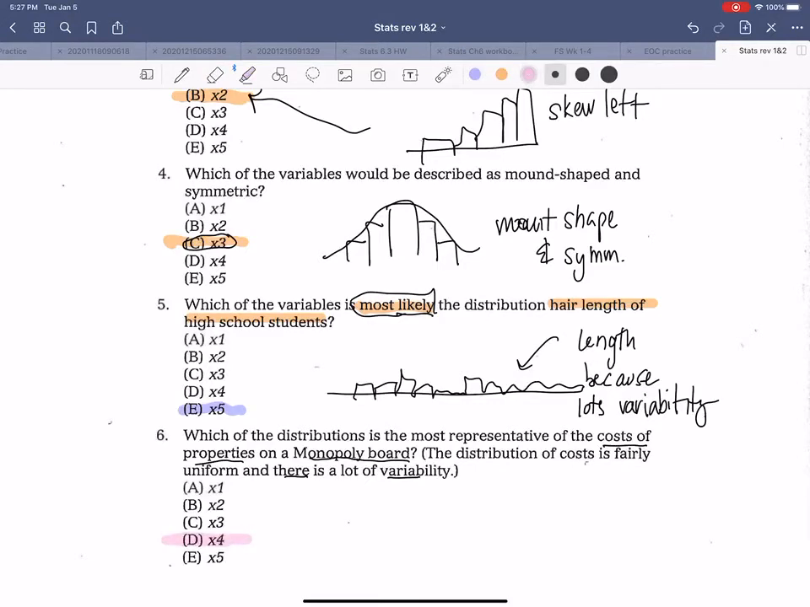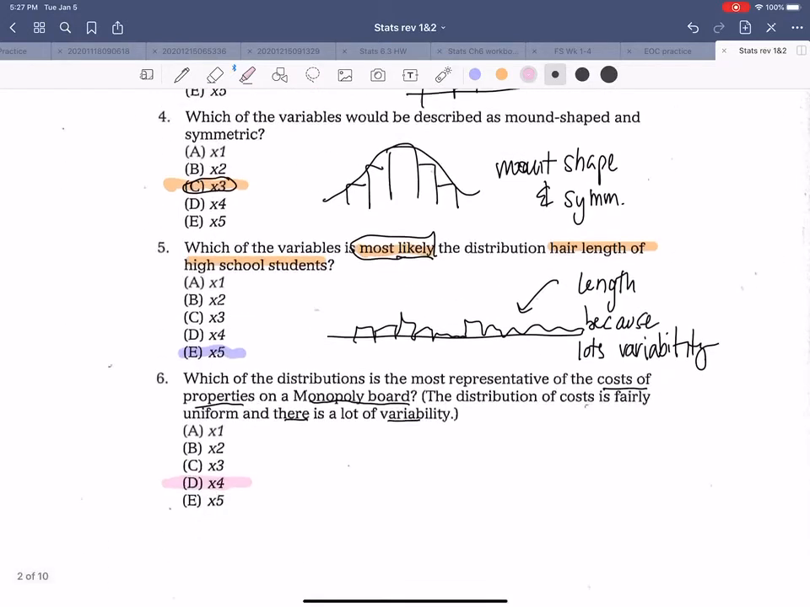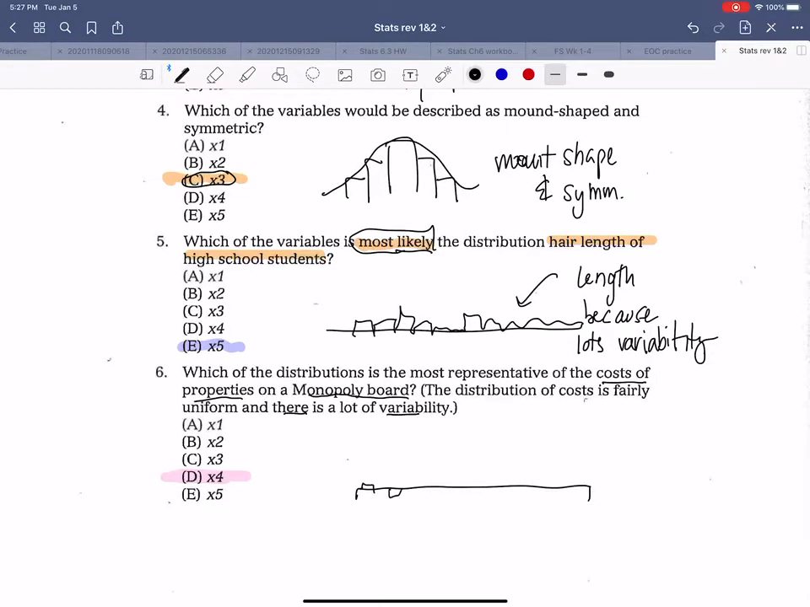So 6 would be, it looks pretty much the same all the way across with some variation. It's much more uniform than number 5. Okay, with a little bit above and a little bit below here, number 4 is more uniform than number 5. And that's why I would pick 4 over 5 for number 6. It also, though, has lots of variability.